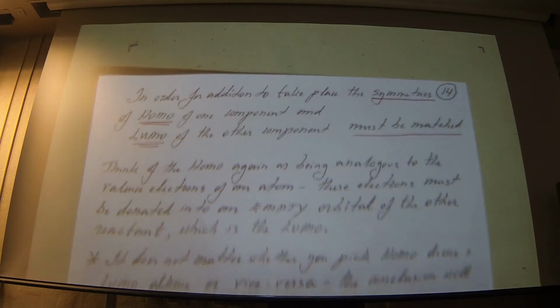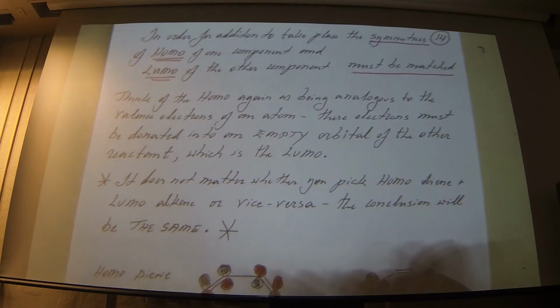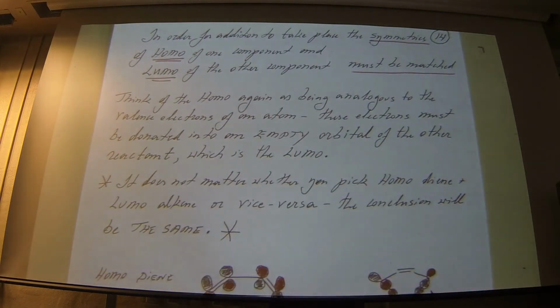Okay? So here's how you think about it. You think about the HOMO as being analogous to the valence electrons of an atom. Okay? So these are the highest energy electrons in the molecule. So any kind of bonding that takes place isn't going to take place from the low energy electrons. It's going to take place from the highest energy ones. Because why?